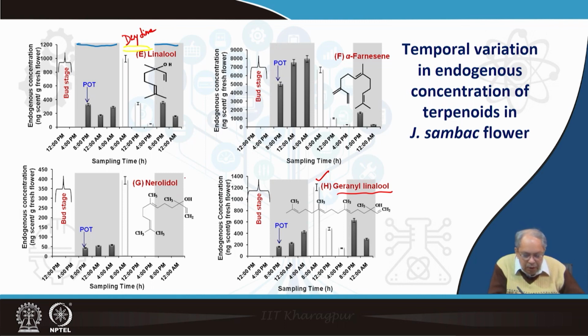Similarly, another monoterpenoid, nerolidol, also showed maximum accumulation in the daytime. Later, when we study the benzenoids, we will see that benzenoid accumulation actually reaches its peak during the night time, because there is a relationship between benzenoid emission and pollinator visits, particularly by moths. But the terpenes, particularly monoterpenes, are emitted more in the daytime.